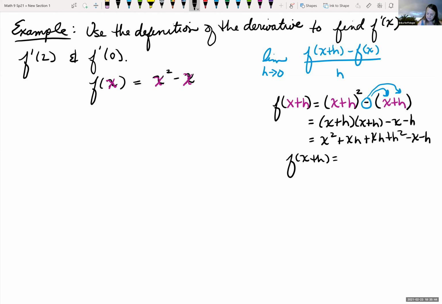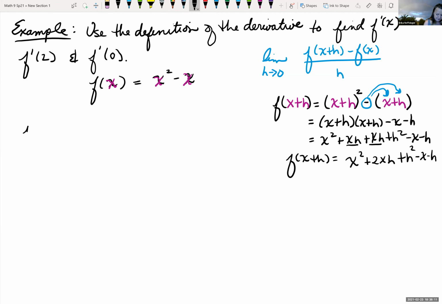So combining like terms, only like terms we have are this x plus h times x plus h. So all together we have x squared plus 2xh plus h squared minus x minus h. Then we want to subtract off f of x. So we can start putting this together.